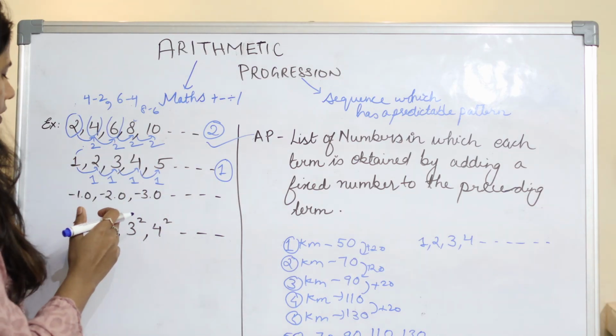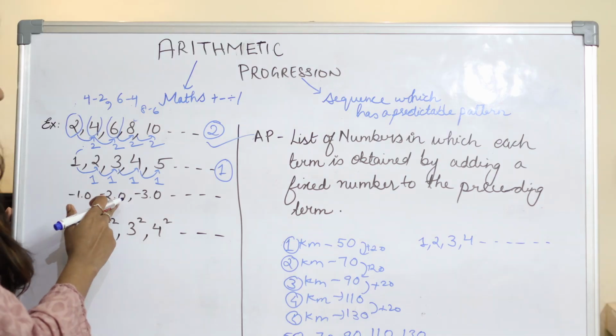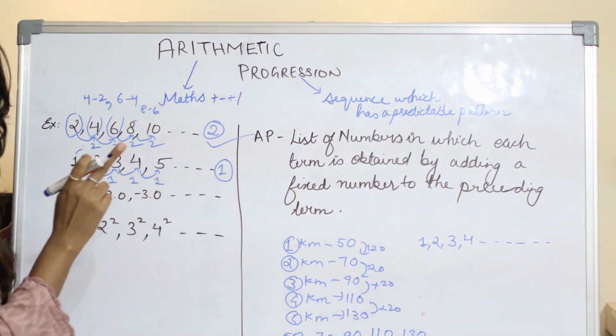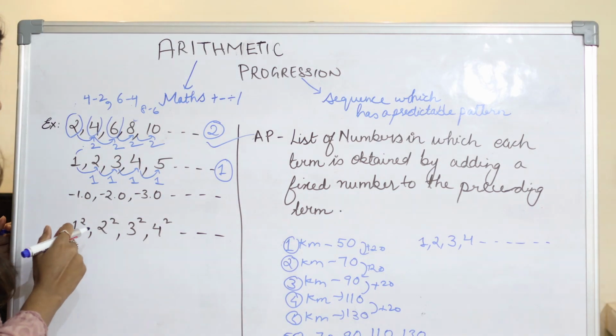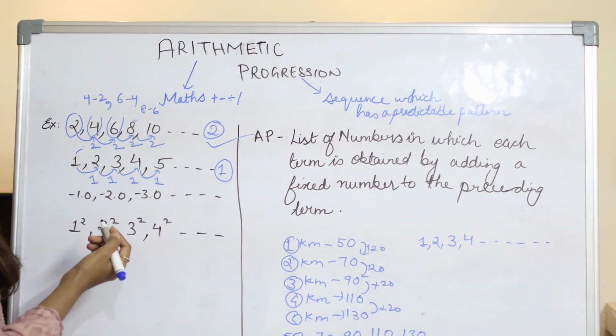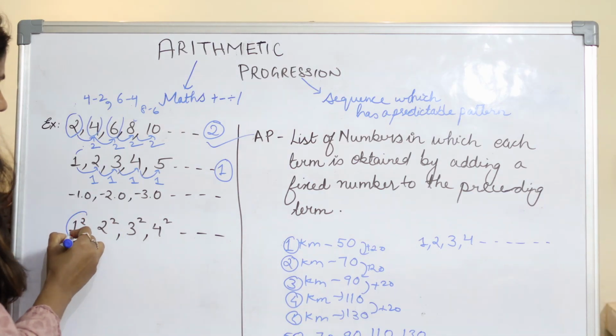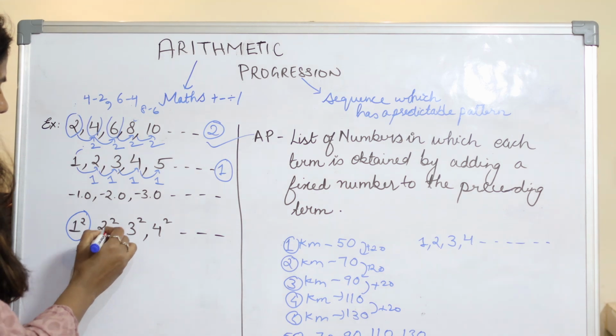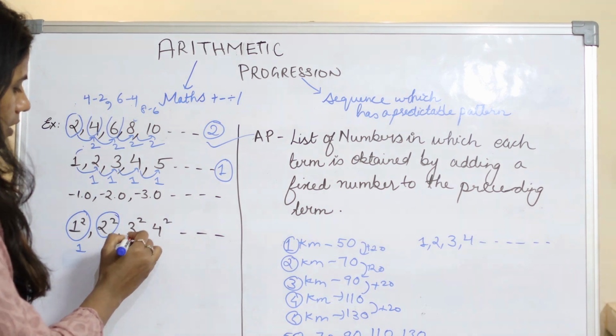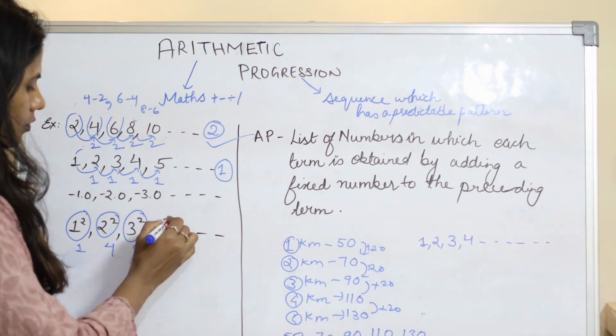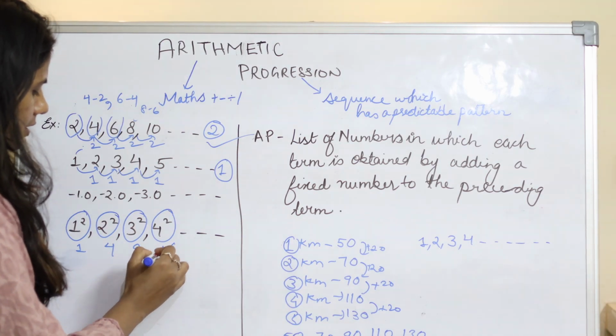Now the next one. I'll come to this one after this. Here let's first simplify them. 1 squared is 1, 2 squared is 4, 3 squared is 9, 4 squared is 16.